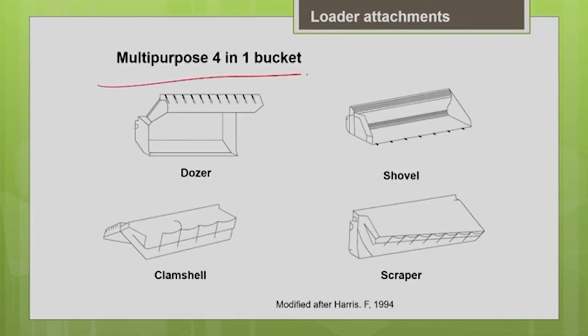Then the next one is the multi-purpose 4-in-1 bucket. As I told you, all these 4 functions are possible with the same attachment. You can either use that bucket as a dozing blade, or as a normal loader, or as a scraper, or as a clamshell. Clamshell is used for vertical digging, for deeper digging, we can go for this clamshell. So, the same bucket I can use for any of these functions. That is why it is called a multi-purpose bucket.